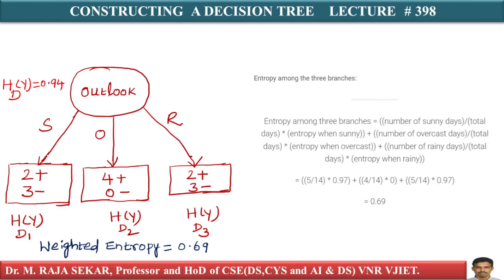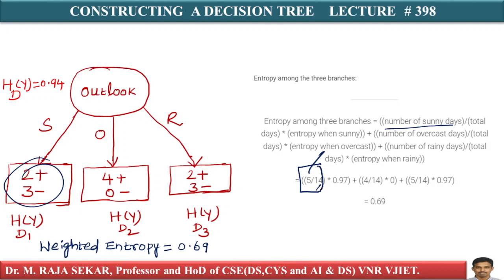Just try to recall what we discussed here. How can I calculate weighted entropy? Try to recall our previous lecture. Consider the number of sunny days. How many sunny days are there? There are 5 in total, so it is 5 by the total number of days, 14.